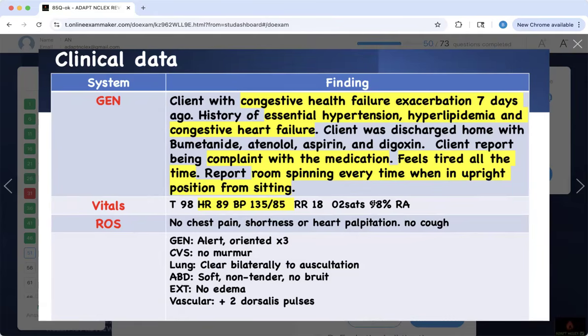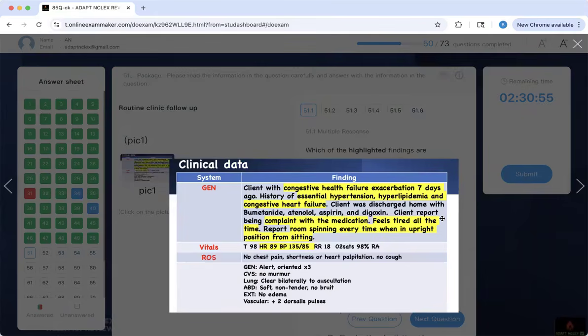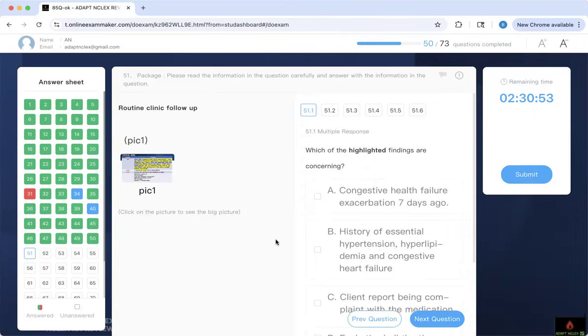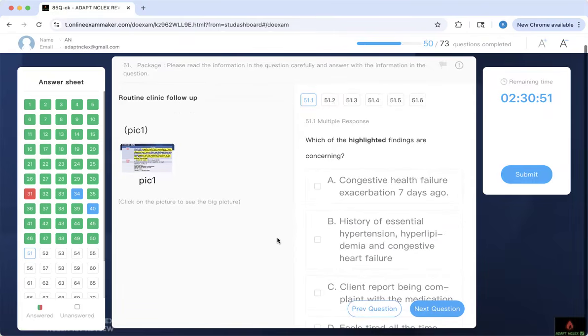Well, dehydration, hypotensive, and you have it orthostatic. Temperature 98, heart rate 89, blood pressure and respiratory rate. There's no chest pain, no palpitation, anything. Exam: clear bilateral to auscultation, alert, no murmur, there's no edema, and pulses are fine. I've highlighted some information. That means you've got to figure out if it's a bad problem. That's all.